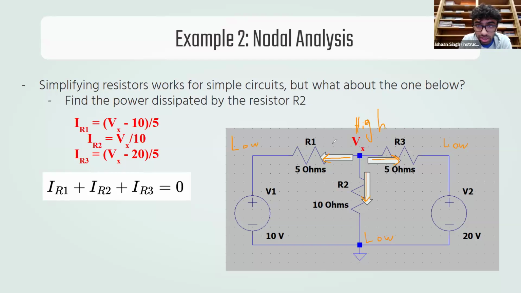So this current right here, that's IR1, because that's the current flowing through resistor R1. We say the current flows from high to low, and since that resistor drops Vx minus 10, that current is Vx minus 10 divided by 5, and it flows in this direction. However, what if the voltage here was actually higher than the voltage here? And what if the current in reality, in the actual circuit, was flowing from the left to right?